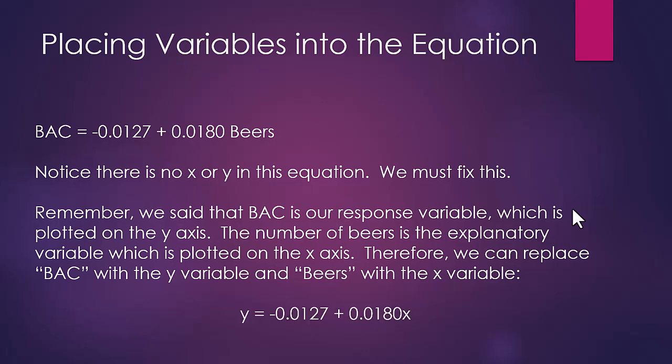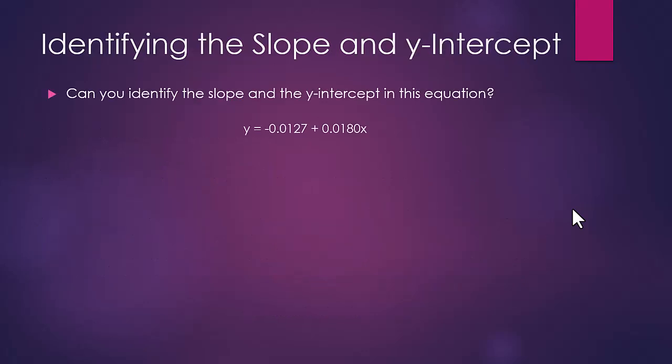Doing this, we have y equals negative 0.0127 plus 0.0180x. Now we need to identify the slope and the y-intercept of this equation. If you want, you can pause this video for a second and see if you know which of these numbers is the slope and which is the y-intercept, and then unpause it and see if you are correct.